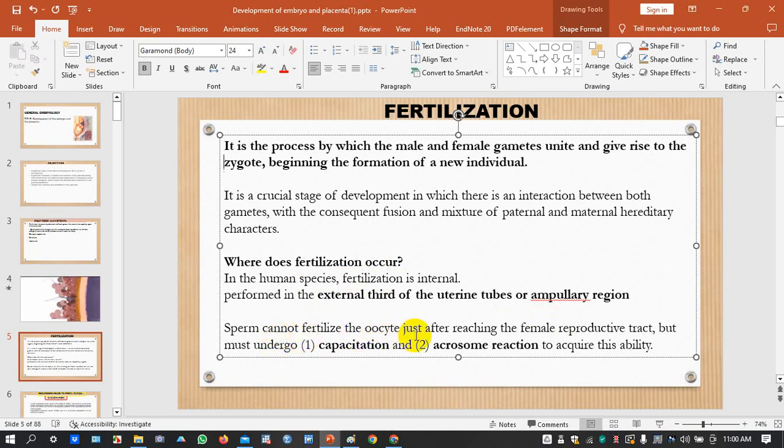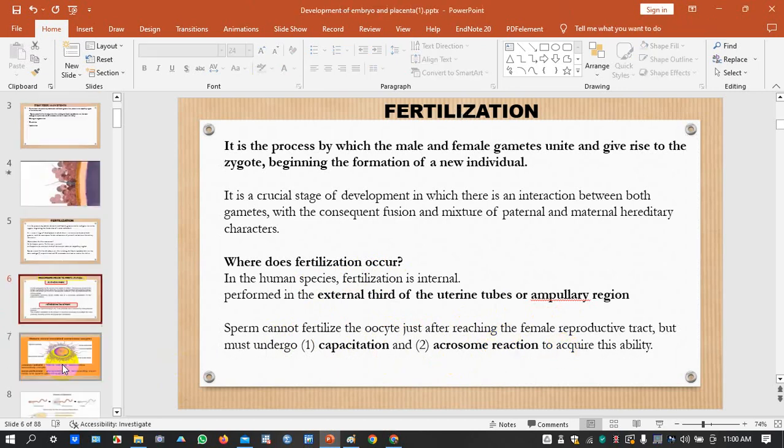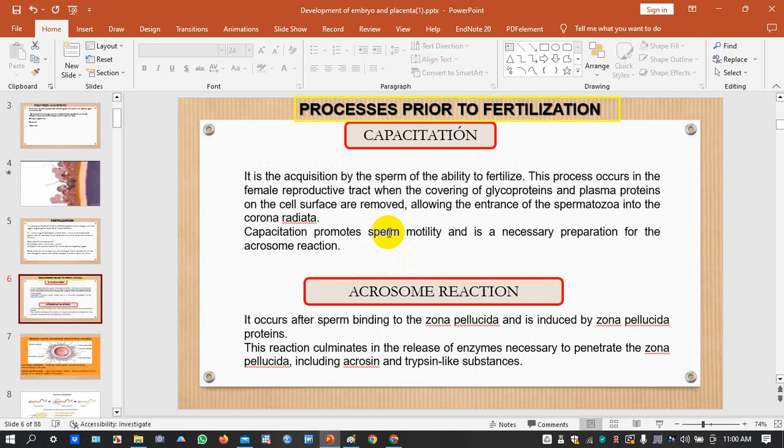Sperm cannot fertilize the oocyte just after reaching the female reproductive tract, but must undergo capacitation and acrosome reaction like were explained in the video. So let me throw a little light on it. Capacitation is the acquisition by the sperm of the ability to fertilize. Thus, the sperm is capacitated, given the capacity to be able to fertilize.